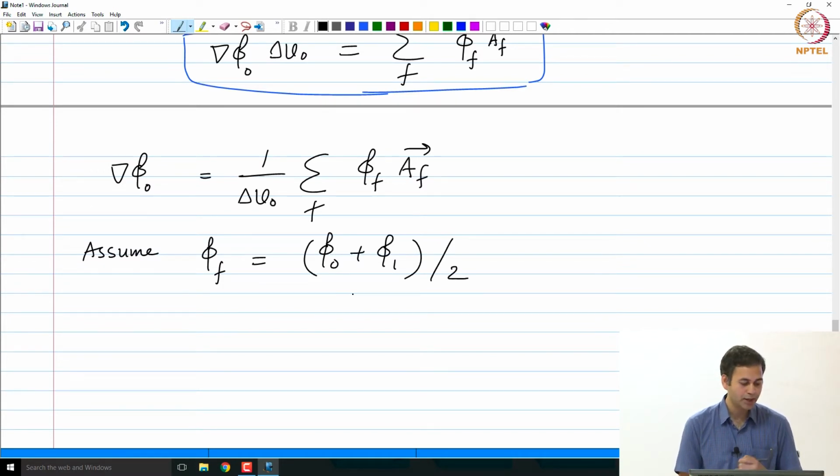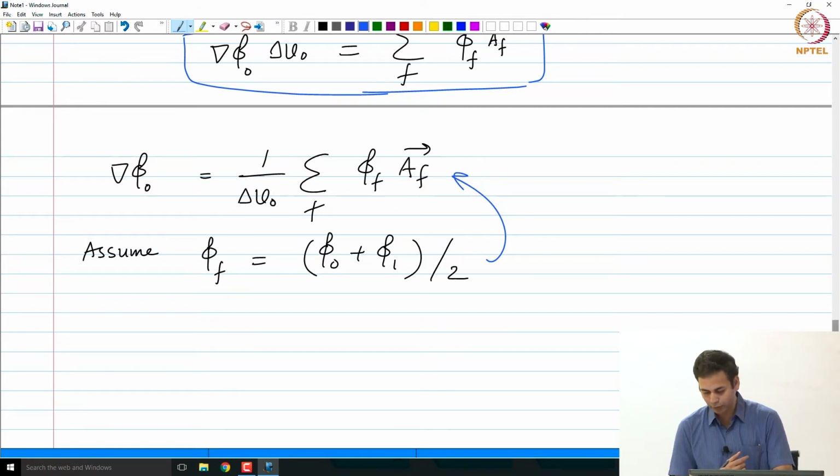So, I assume phi f to be the cell centroid values average, and now can I use this phi f values in the equation above and calculate the gradients? Of course, I can. If I do that, then I am going to get grad phi at every cell. If I have a cell bounded by 5 faces, this will be summation of the phi f A f bar on all the 5 faces, divided by the volume, and that will give me the gradient. This way I can calculate the gradient of the dependent variable phi. Of course, we know that this is not quite correct.